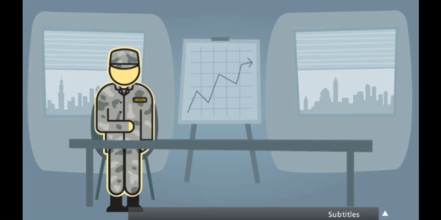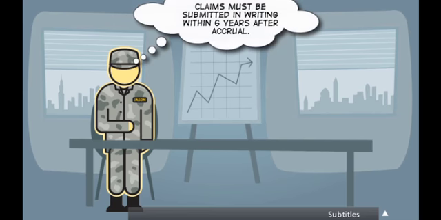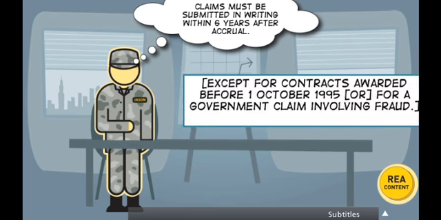Second, Jason reviews the claim to ensure it's timely, certified, and signed by an agent of the company authorized to submit claims. Contractor claims must be submitted in writing to the contracting officer for a decision within 6 years after accrual of a claim.